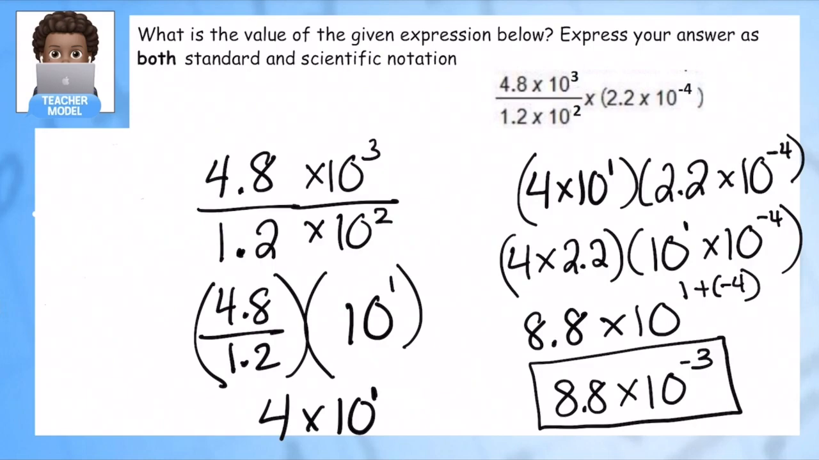And that's it, Math Marbles. That's the major takeaway. You don't have to change the exponents, but you do need to know and remember your product and quotient rules for exponents. Hit pause and jot this down into your notes.